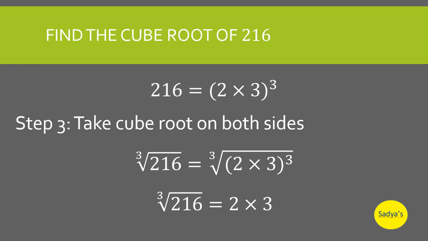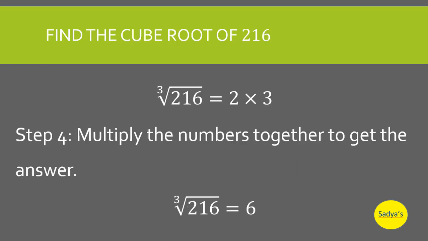So let's move to step number 3. Take cube root on both sides. Write down cube root on both sides, and this cube cancels out this cube root, and the numbers within the bracket are set free. So cube root of 216 is equal to 2 multiplied by 3. So the last step is we multiply the numbers together to get the answer, which in this case is 6. So the cube root of 216 is 6.